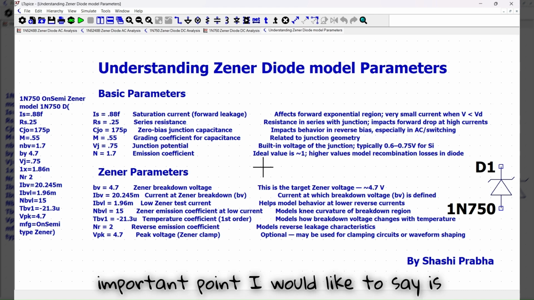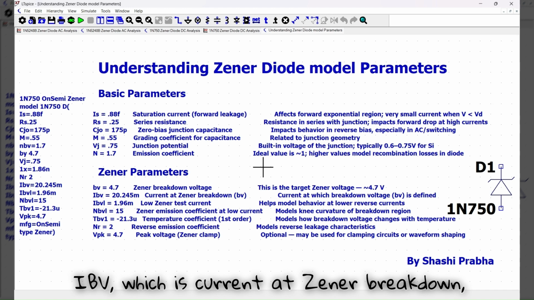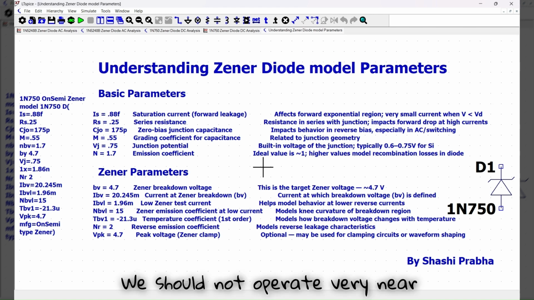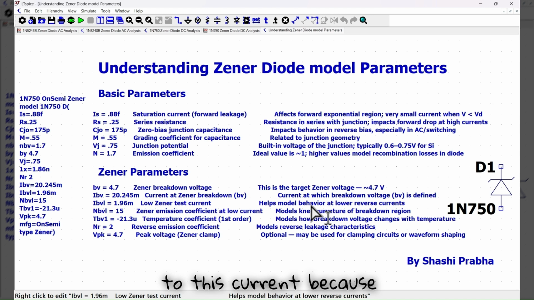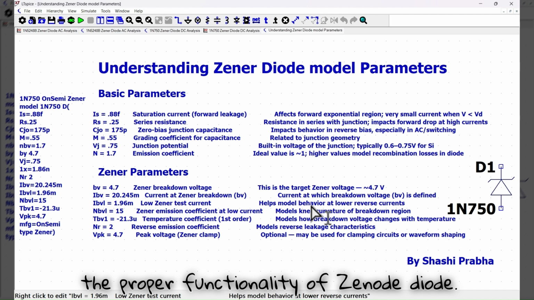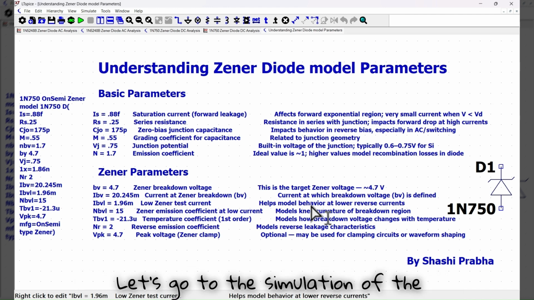One important point I would like to say is IBV, which is Zener current at Zener breakdown, which is 20.245 milliampere. We should not operate very near to this current because it will lead to higher losses and not the proper functionality of the Zener diode.